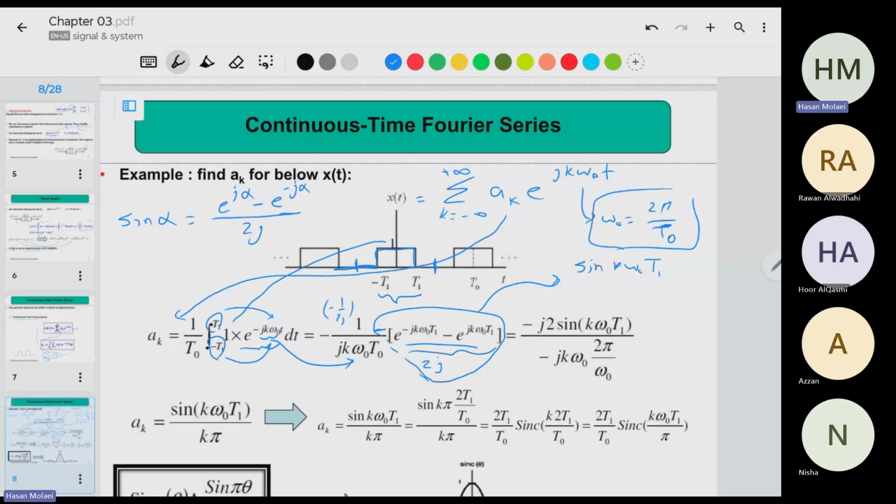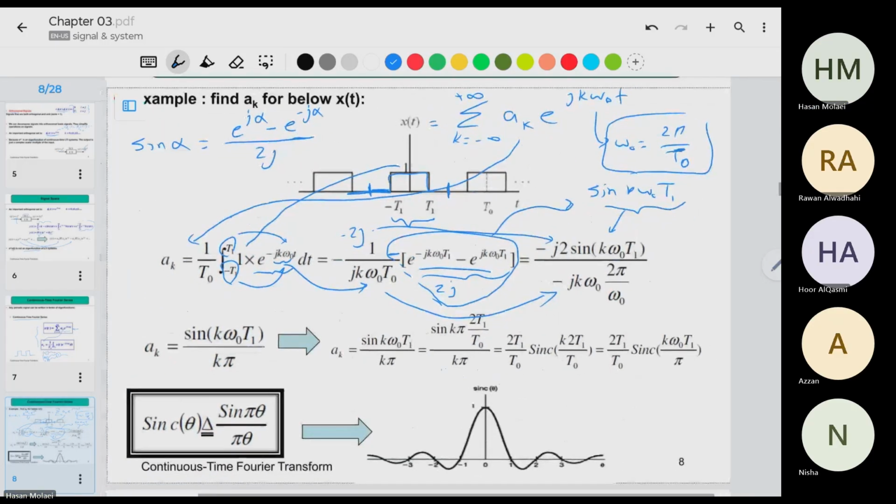So I need to apply 1 over 2j. Since I added it here, I should cancel it with the coefficient. Oh, my bad. This is minus 2j. I added 2j to the denominator. Here is minus 2j, which we have here. And this is from the previous stage. So at the end, a_k would be something like this.